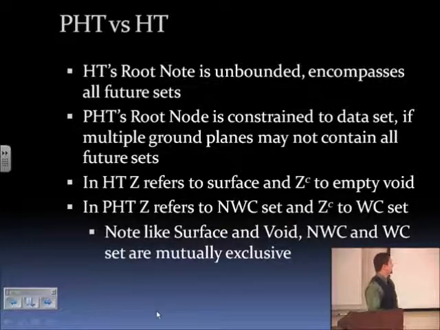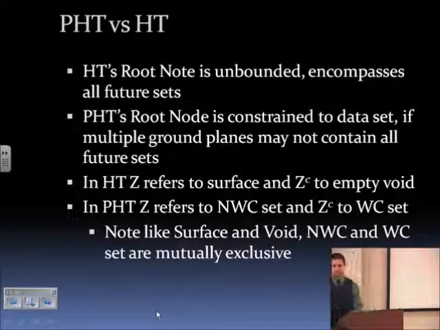And the other thing is, in the homotopy tree, Z refers to the surface and Z complement refers to an empty void. Now, one of the things that's nice about the way we formulated the problem is the non-wall connected sets and the wall connected sets are mutually exclusive, just like the surface and the empty voids. So in the pseudo-homotopy tree, Z refers to the non-wall connected set, and Z complement refers to the wall connected set. And you'll notice that the Z exists at every even generation, and the Z complement, or the wall connected sets, exist at every odd generation. And this is something important that we'll wind up using later.